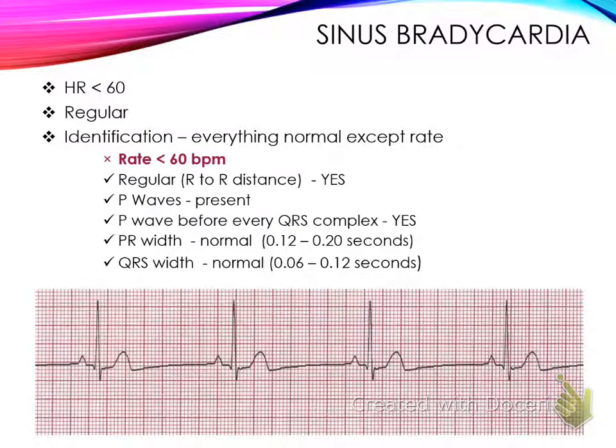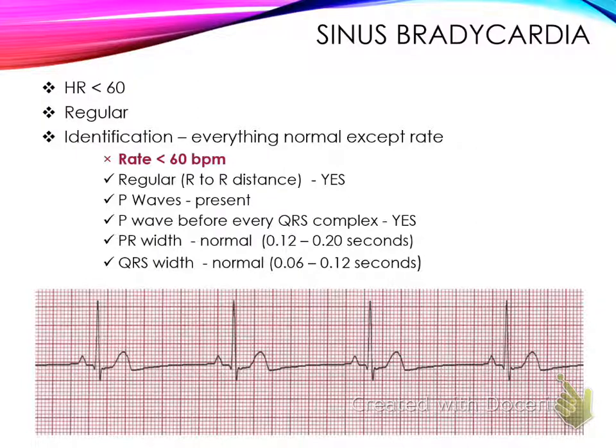It is regular. If we measure the R to R's, it's regular. They're the same. The R to R distance is the same, so it's regular. There's not one short and one long. They're regular. So it's always less than 60. It's always regular. Well, not always. Sinus bradycardia. Sinus means that it's pretty regular.